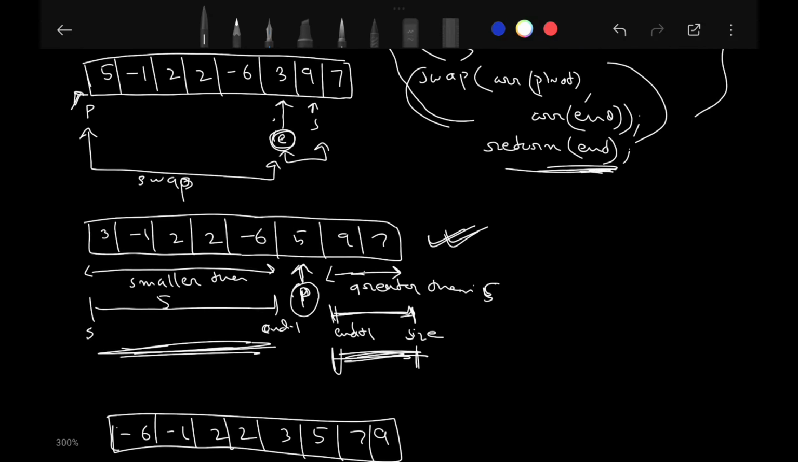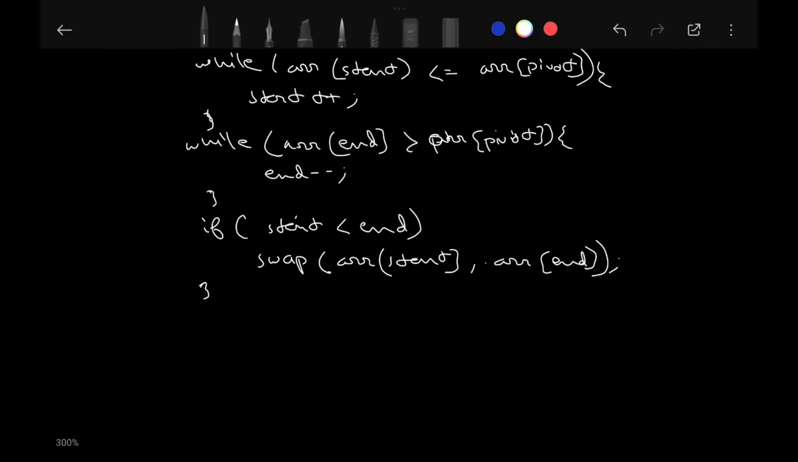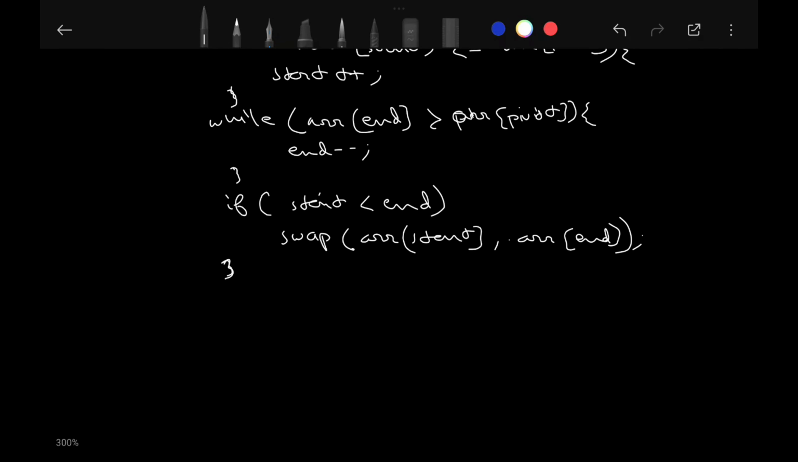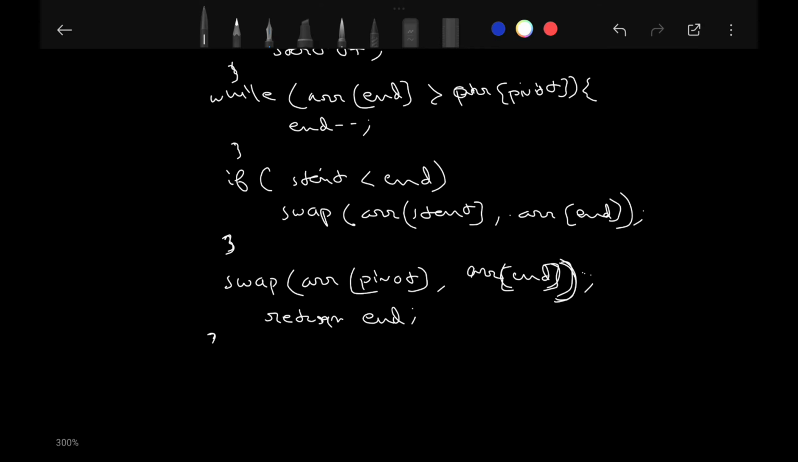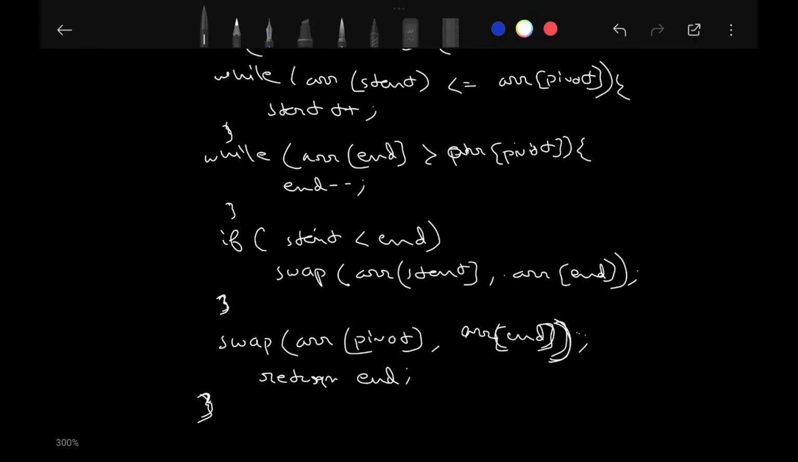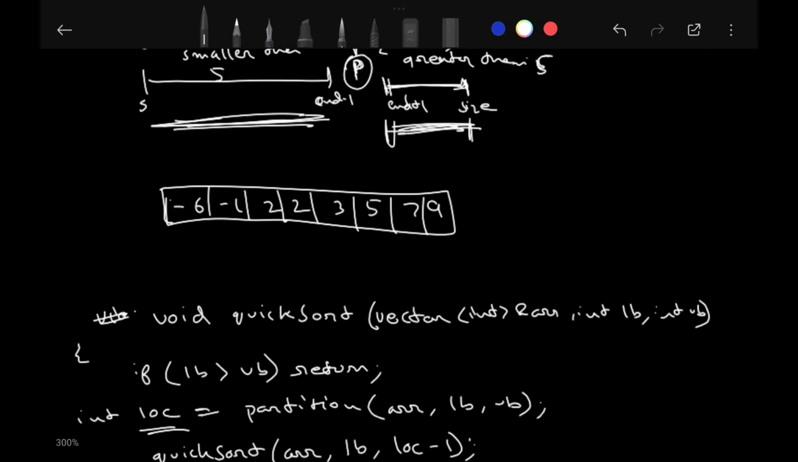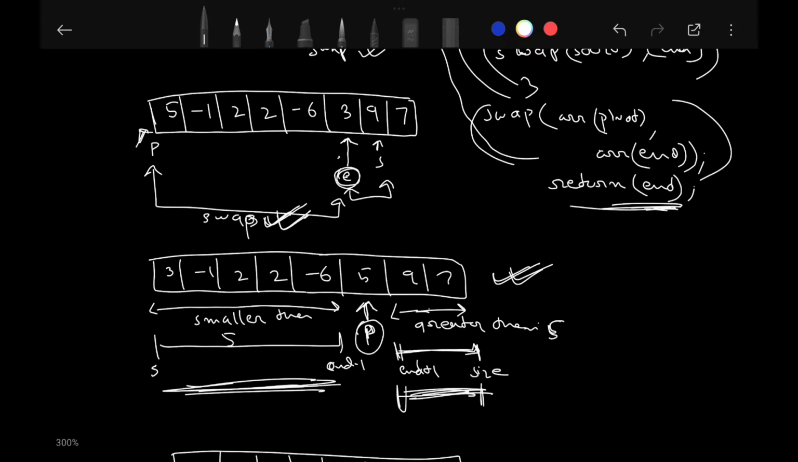Okay, now once that is finished and the main while loop has been closed, perform the main swap of our pivot element, arr of pivot, with arr of end, the end index. By doing this, our pivot is placed at its rightful position. Then return the end index of the array and close this function. The final swap that we are performing places our pivot at its correct position.